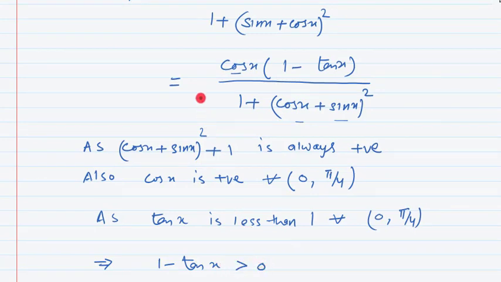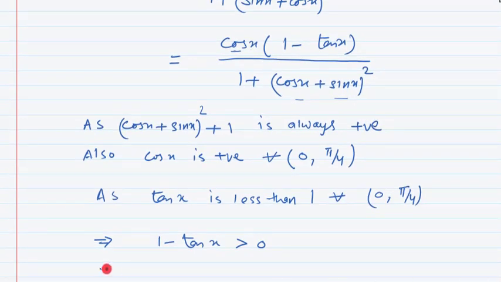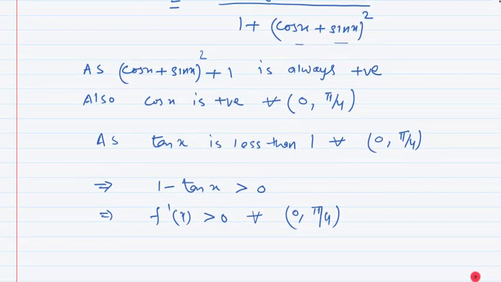So in f dash x we are getting cos x positive, 1 minus tan x positive, and the whole denominator positive. So the whole term in f dash x is positive. So this implies that f dash x remains greater than 0 for all x in 0 to pi by 4. And you know very well now that if this is positive, it implies that f(x) is strictly increasing in the given interval.